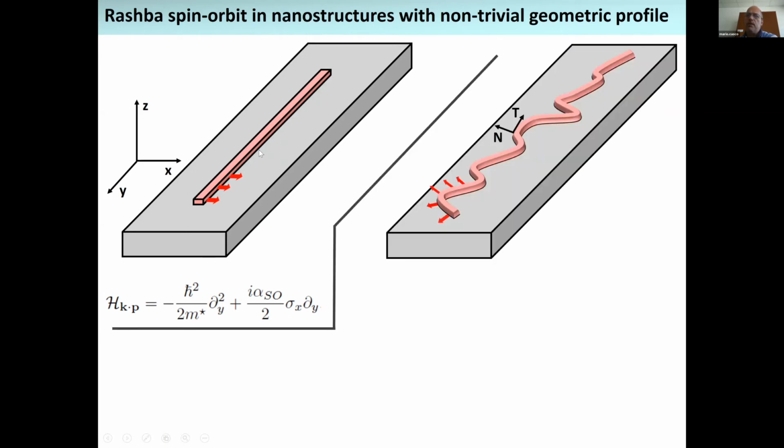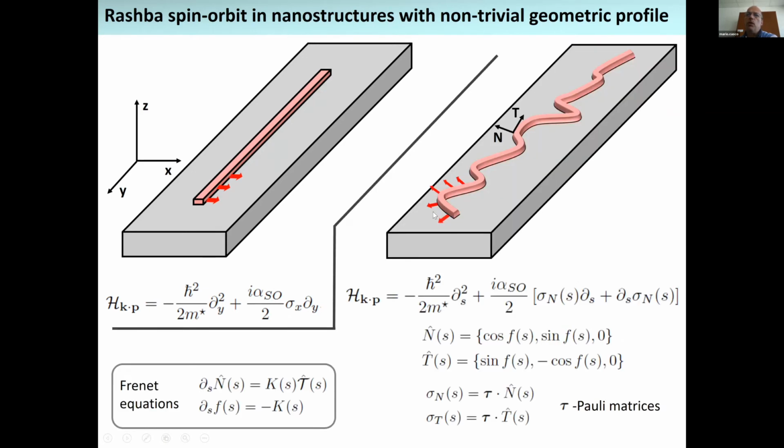So the question is, what happens to the spin when your electron is propagating along a channel which is a generic shape? Then you have to introduce just a little bit of mathematics, a normal and tangential component to your curvilinear trajectory, and basically you can parameterize that with the curvilinear coordinate s.